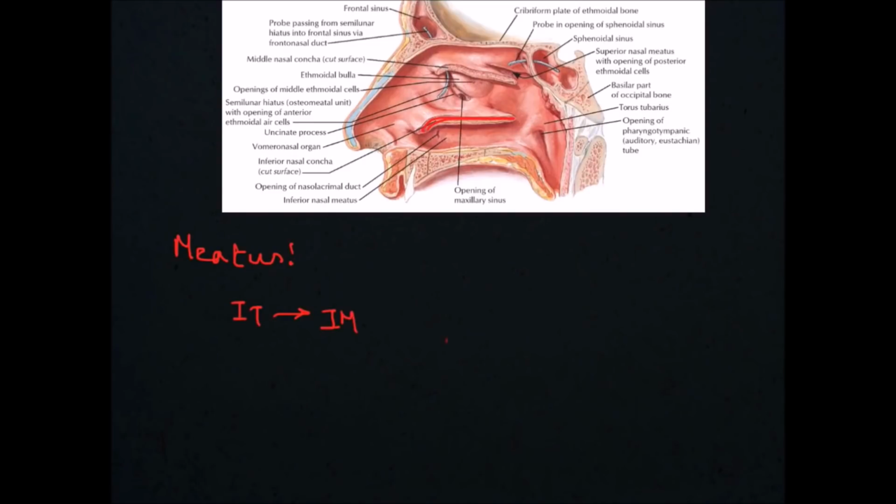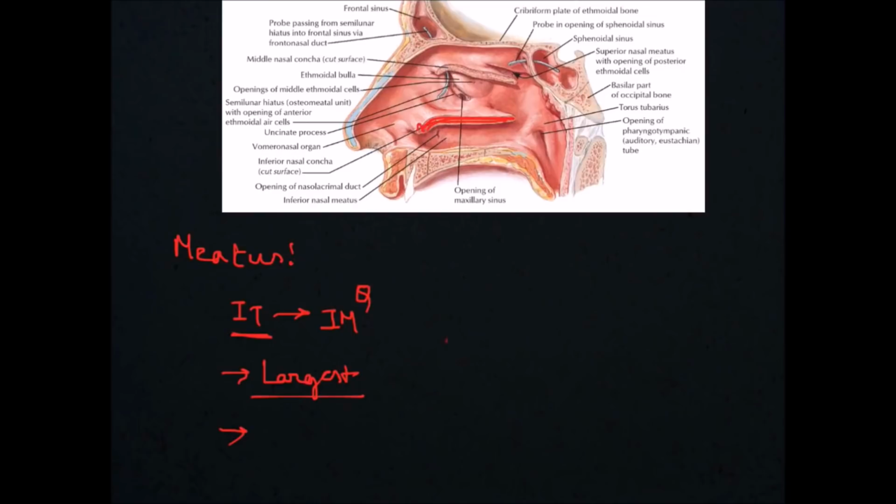So now the question: which structure opens in the inferior meatus? First, one liner which is very important: it is the largest meatus. Why is it the largest meatus? Because the inferior turbinate is the largest turbinate, so the inferior meatus is the largest meatus.